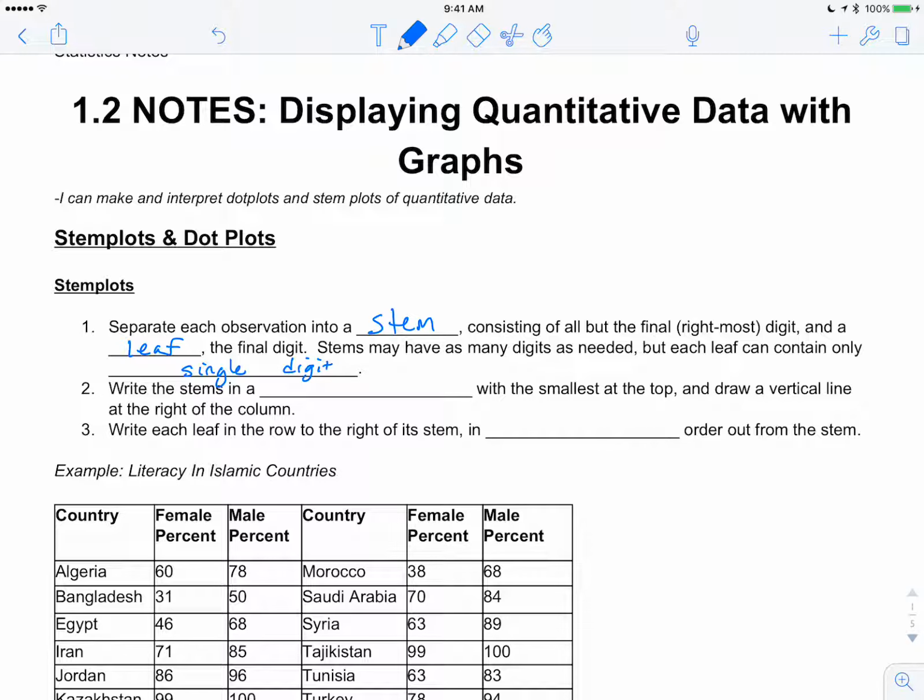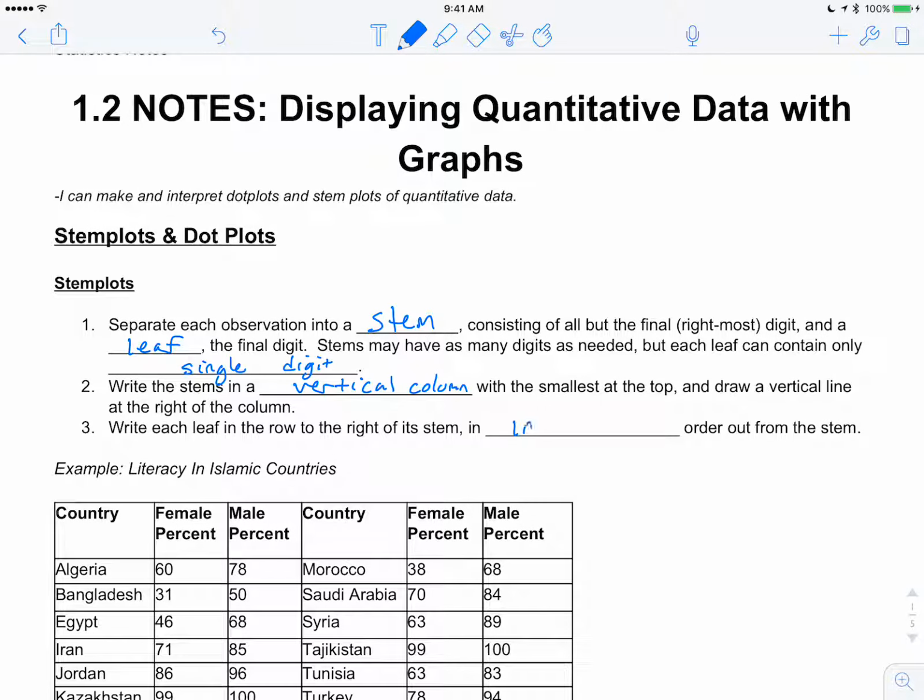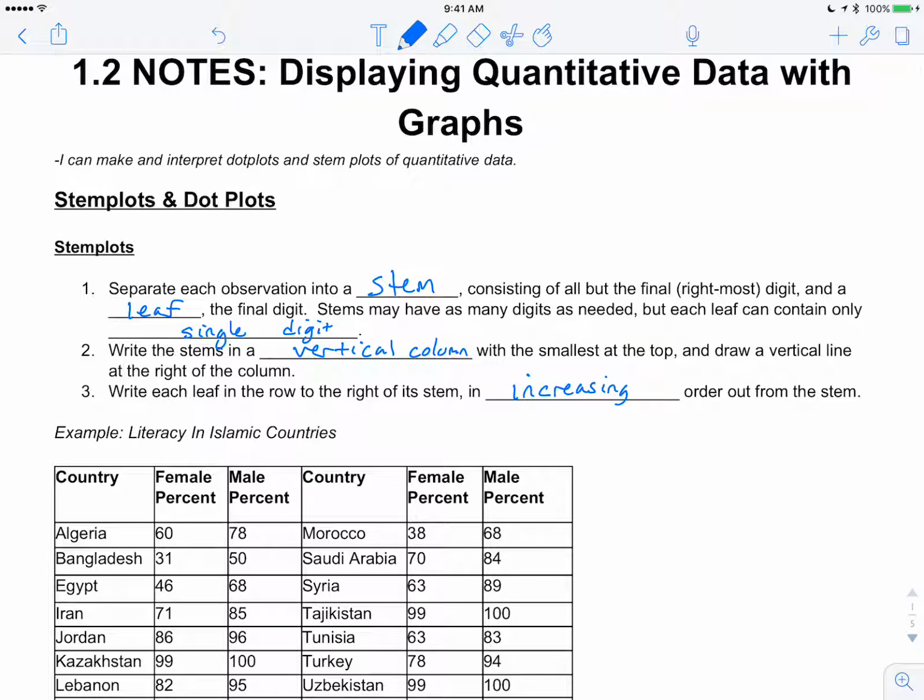You're going to write the stems in a vertical column. And you're going to have the smallest at the top, and draw a vertical line at the right of the column. So smallest at the top, biggest at the bottom. Write each leaf in the row to the right of its stem in increasing order. So you're going to go away from the stem, increasing the number.